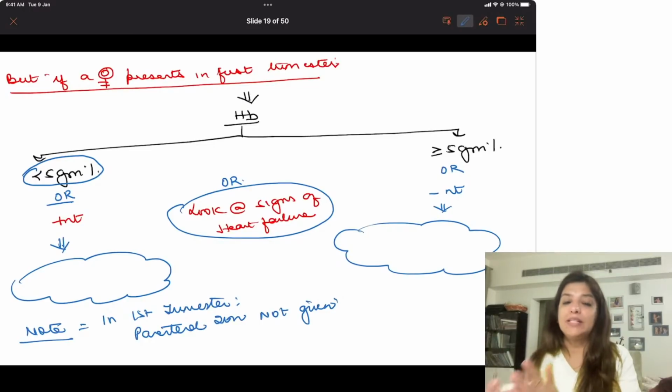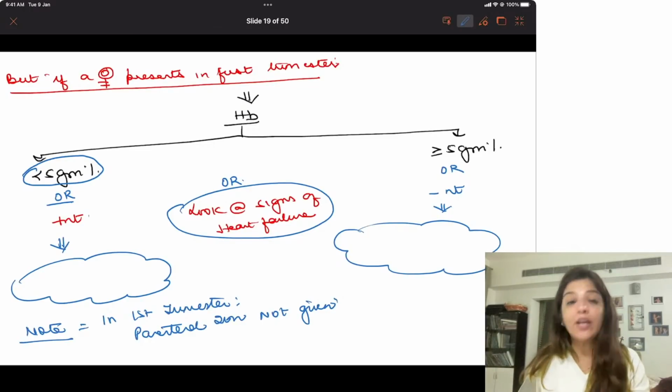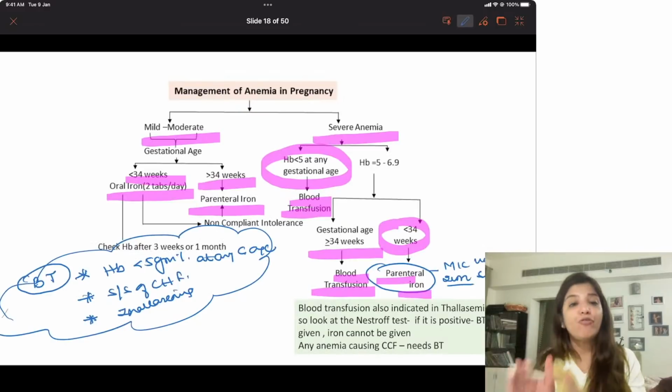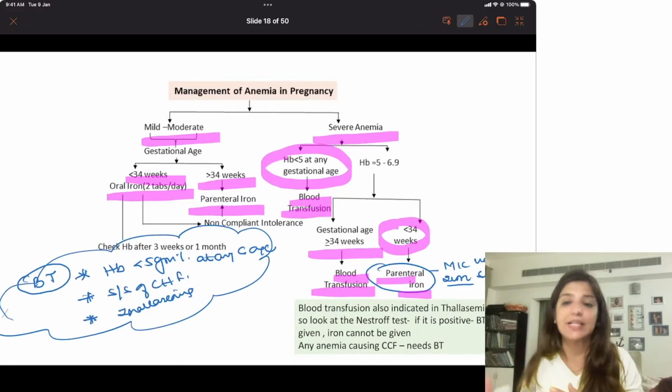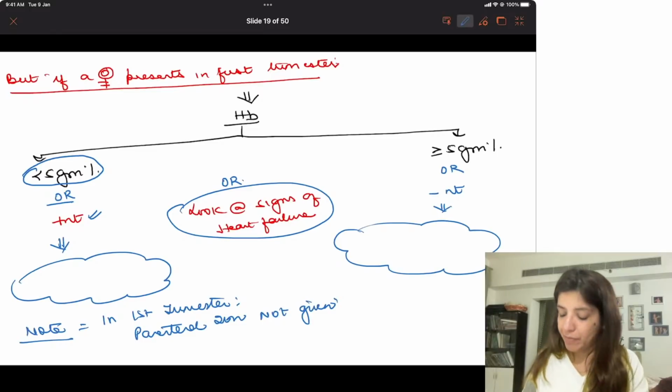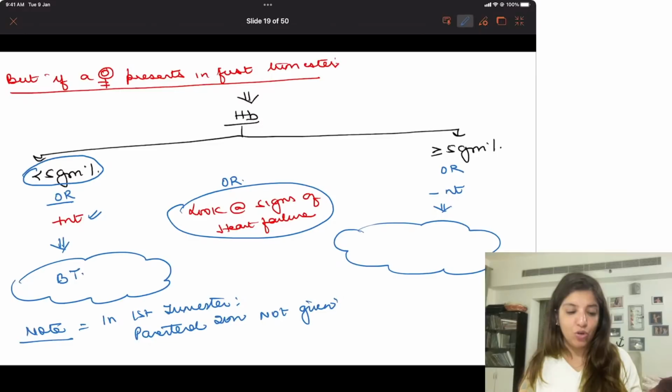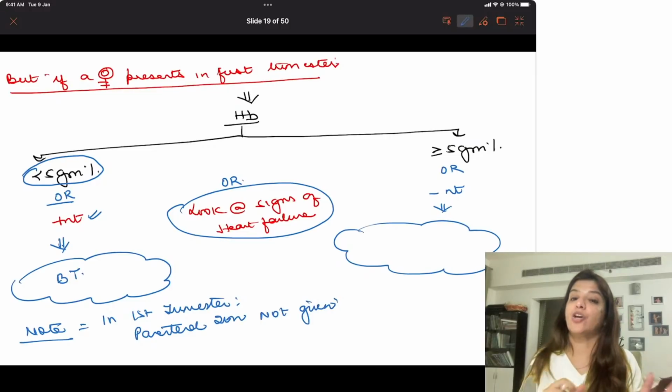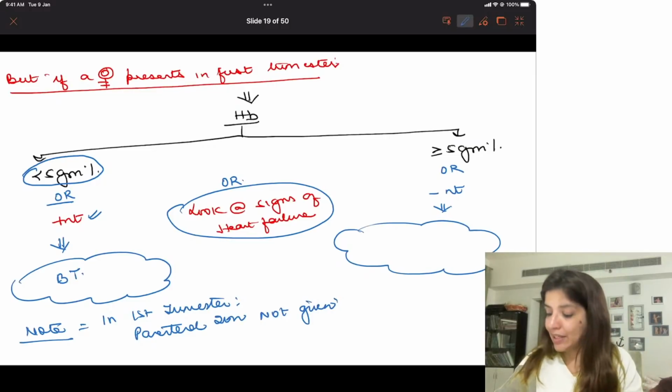Now, if hemoglobin is less than 5 and if signs of heart failure are present, then just now I told you that if hemoglobin is less than 5 or if signs and symptoms of heart failure are present, you have to go for blood transfusion. But if hemoglobin is more than 5 or if signs and symptoms of heart failure are not present, in that case you have to give oral iron.